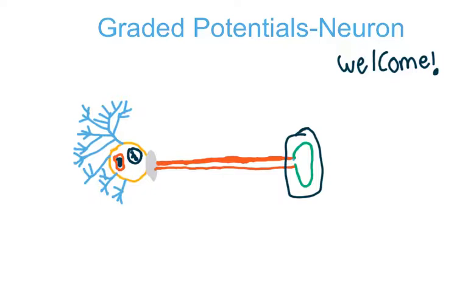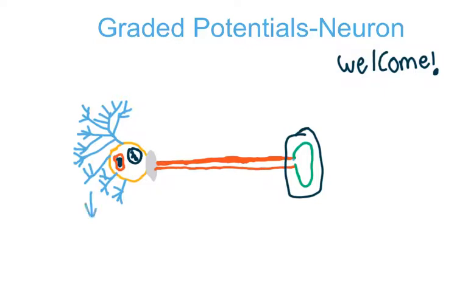Actually, let me label it out. But make sure to check out my basic structures of a neuron video, because that's where I discuss all these, except for our axon terminal and myelin. We're going to talk more about that when we talk about action potentials.